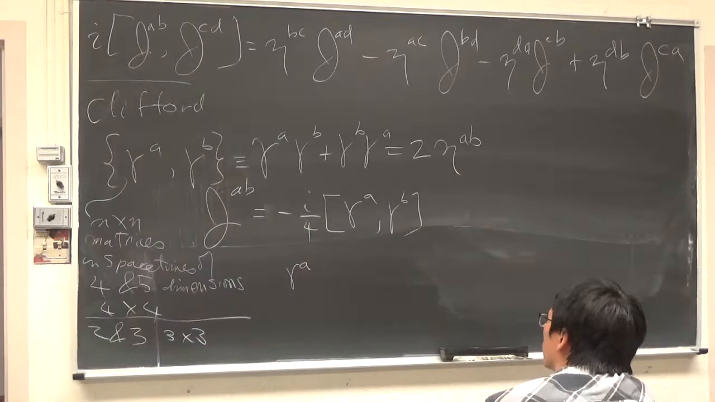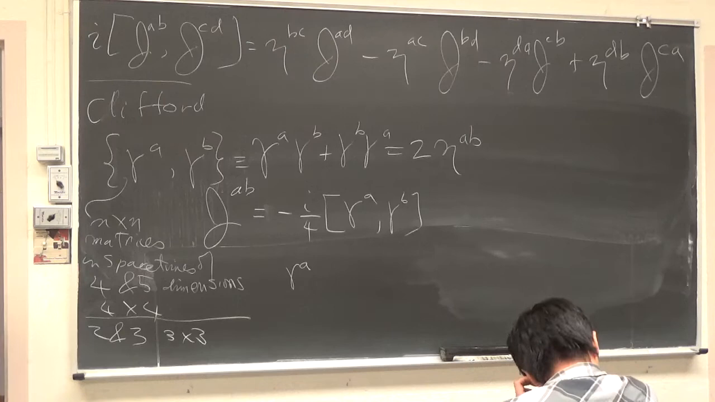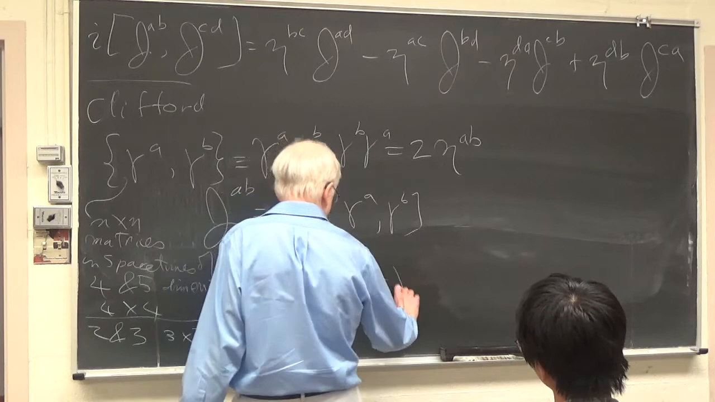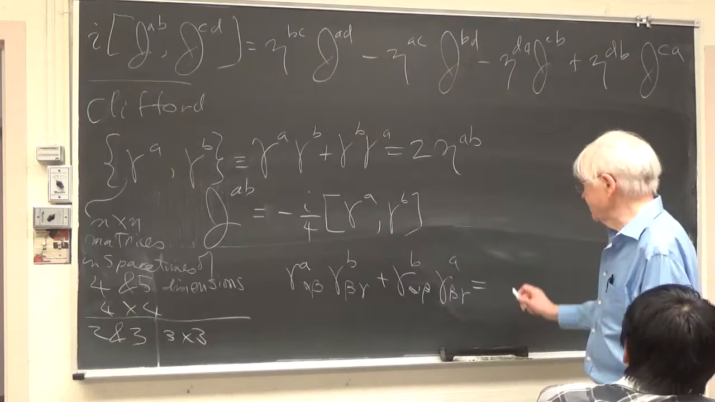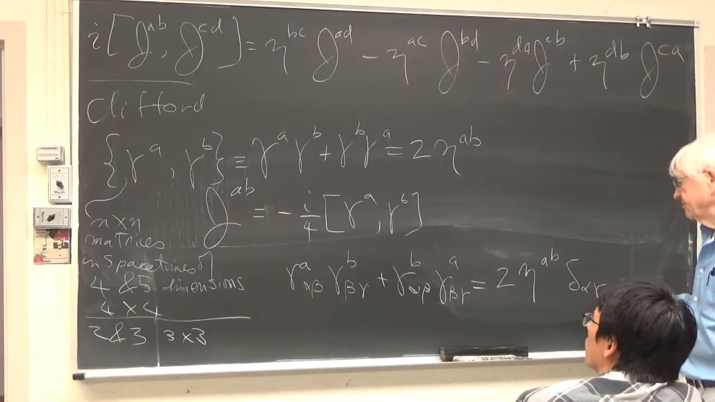I'm not sure where to put the subscripts here, so let me just write them as alpha beta: gamma B beta gamma plus gamma B alpha beta gamma A beta gamma equals, and what is this? This is 2 eta AB delta alpha gamma. So that's in components.